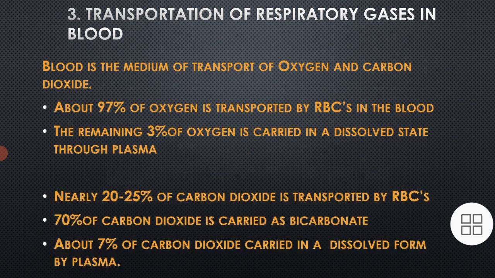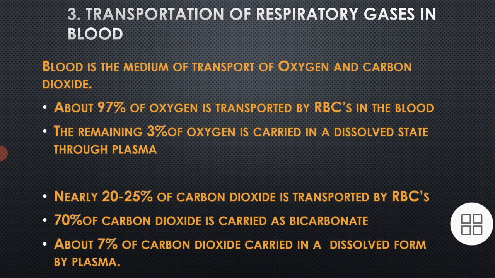Transportation of respiratory gases in blood. Blood is the medium of transport of oxygen and carbon dioxide. About 97% of oxygen is transported by red blood cells in the blood. The remaining 3% of oxygen is carried in dissolved state through plasma.